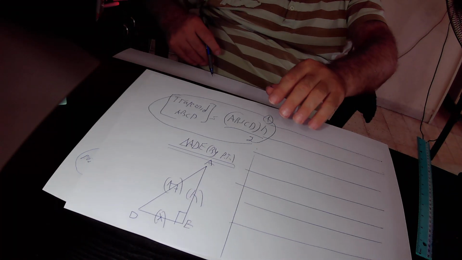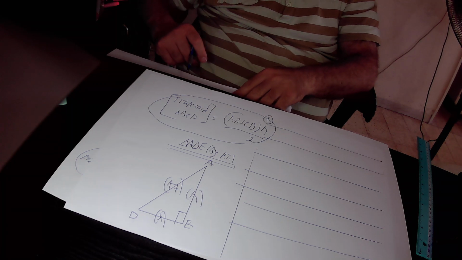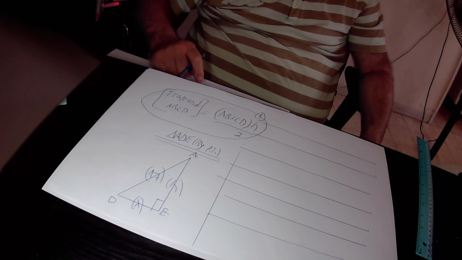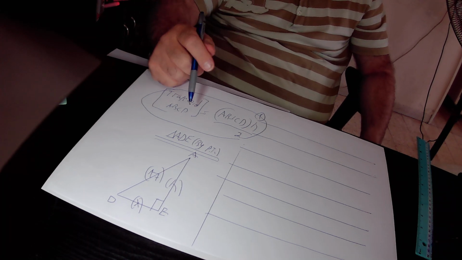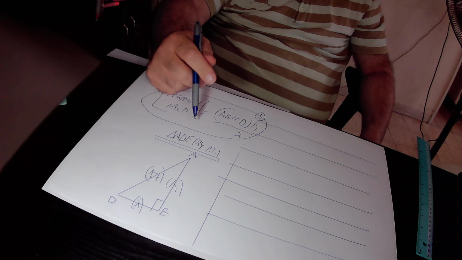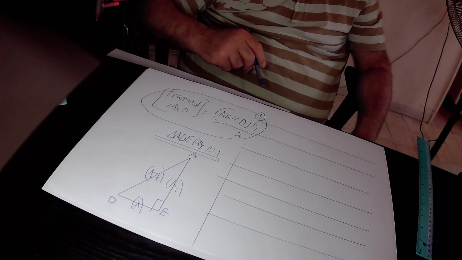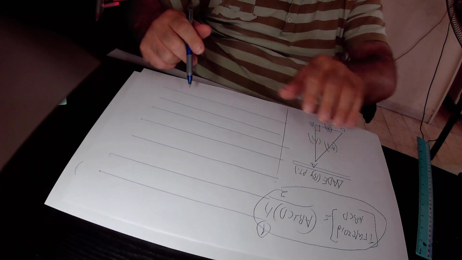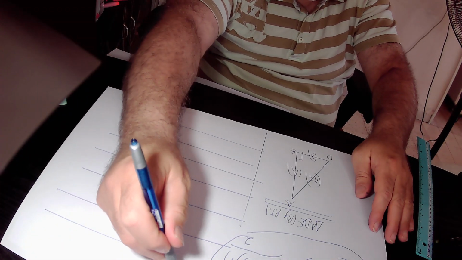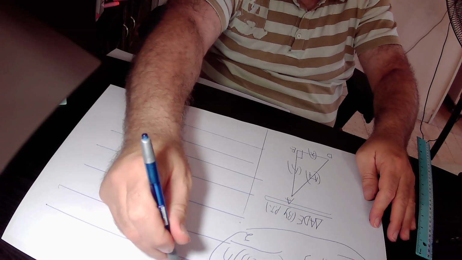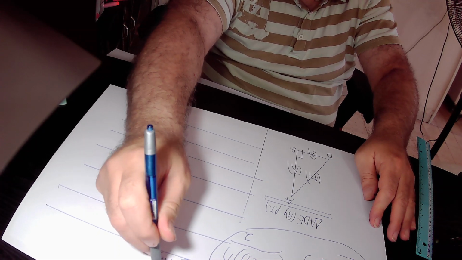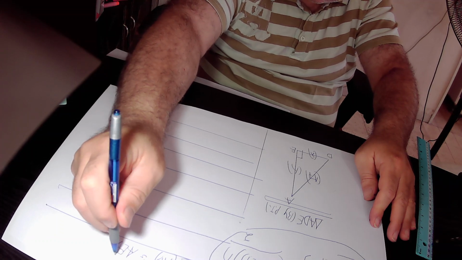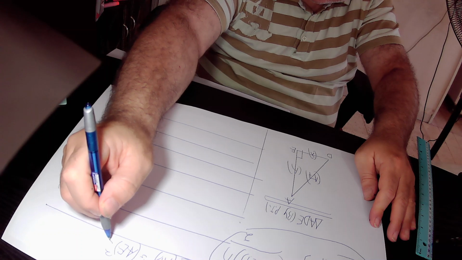So actually, this is the right triangle ADE according to the original drawing. According to the Pythagoras theorem, in this right triangle ADE, AD squared, that is the square of the hypotenuse, is equal to AE squared plus DE squared. So I write it down. This will be equation 1. AD squared, the square of the hypotenuse, is equal to AE squared plus DE squared.